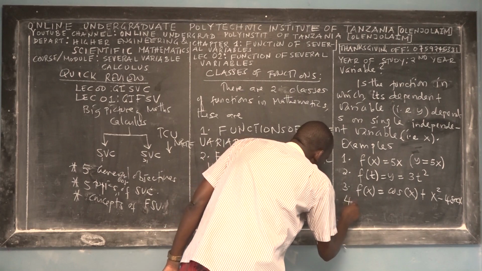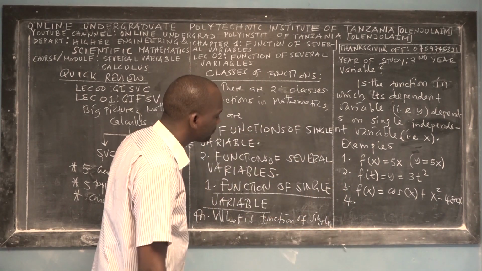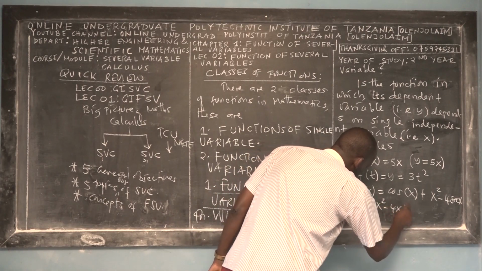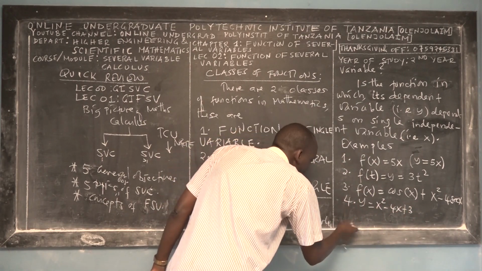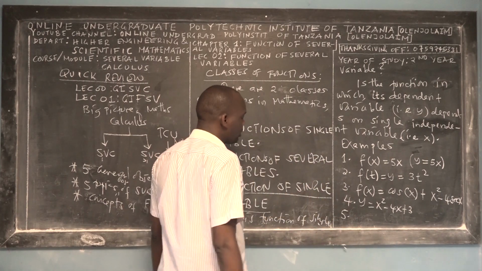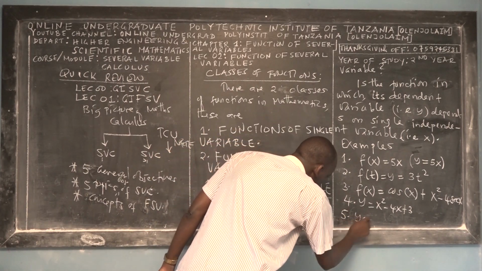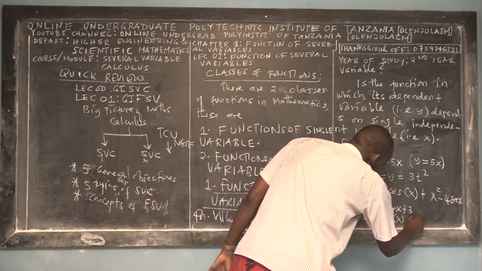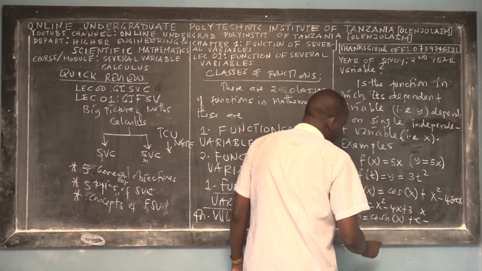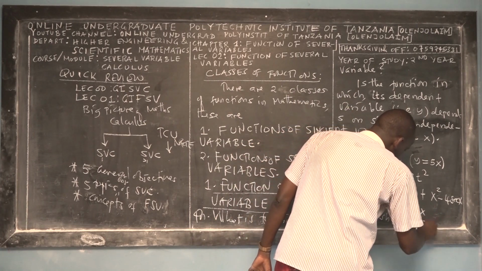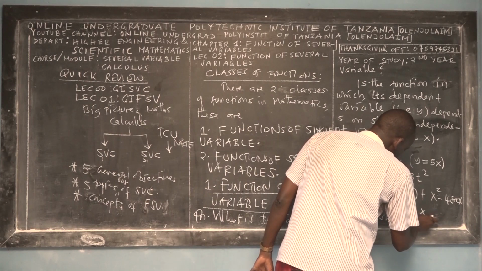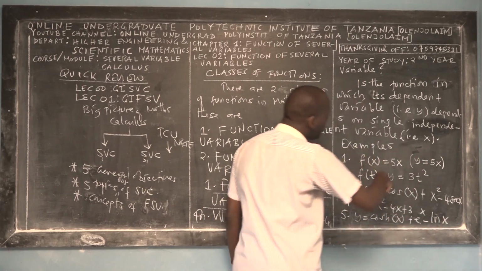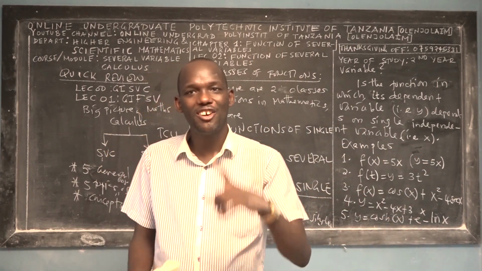Again, we can have another example of a function of single variable, maybe y equal to x squared minus 4x plus 3. Again, another example: y is equal to cosh of x plus e power x minus, let's say, ln of x. So all of these are examples of functions of single variable.